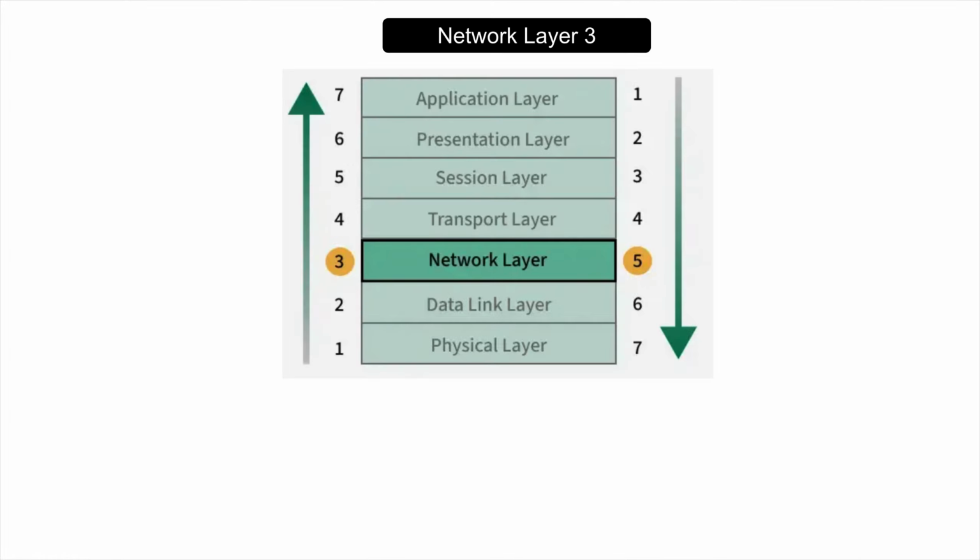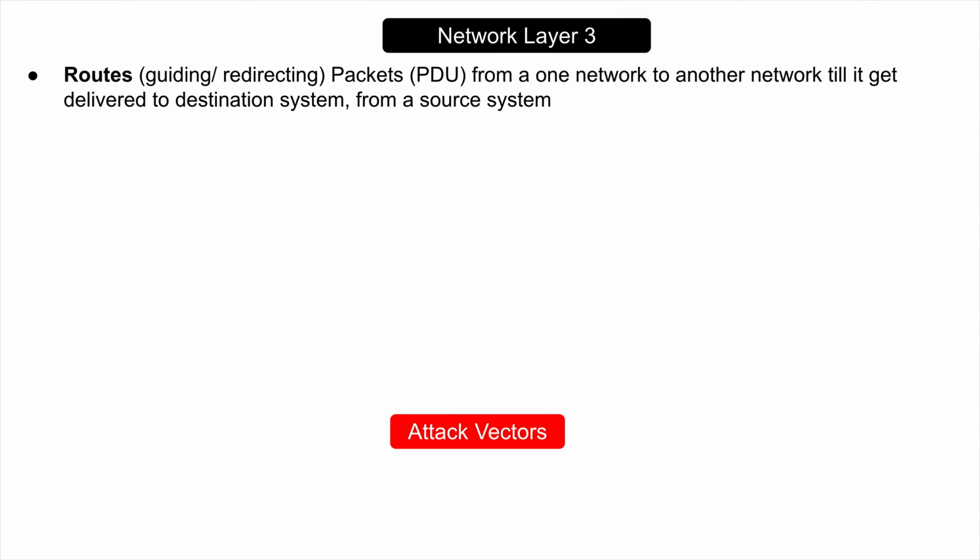In this video, I will discuss the network layer, that is layer 3 in the OSI model, and the attack vectors related to this layer. The network layer routes, guides, or redirects the IP packets, which are the protocol data unit at layer 3, from one network to another network until they are delivered from a source system to the destination system.